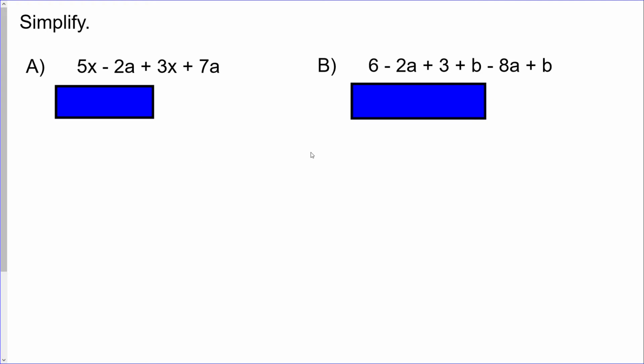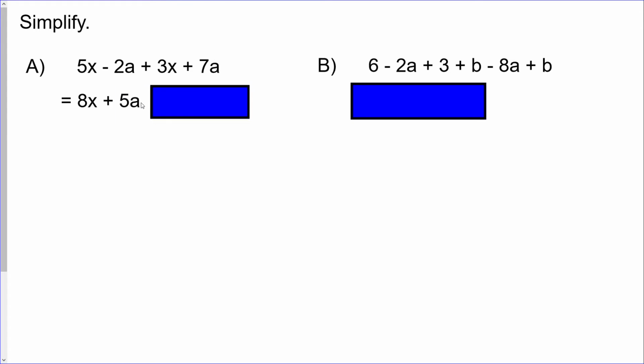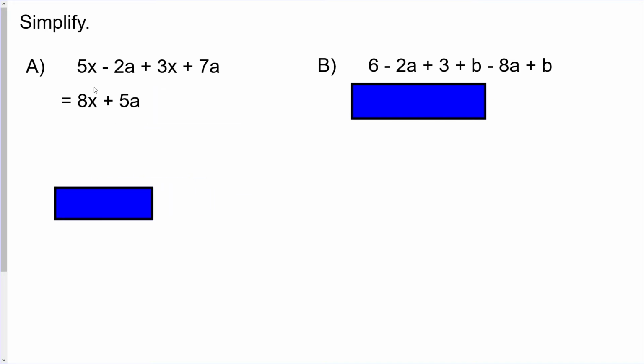Please pause the video for a moment and try out these questions. For our example in A, 5x and 3x are like terms, so that's 8x, 5 plus 3. And the a terms there, negative 2 and 7, if we take negative 2 plus 7, we end up with 5a. And that's our answer. Again, we can't simplify it because the x and the a are different. Can't simplify it anymore.